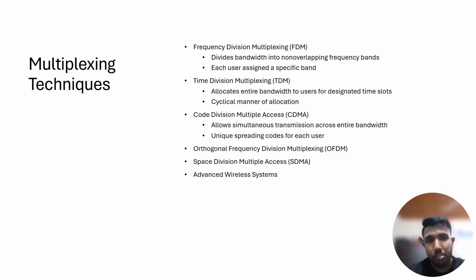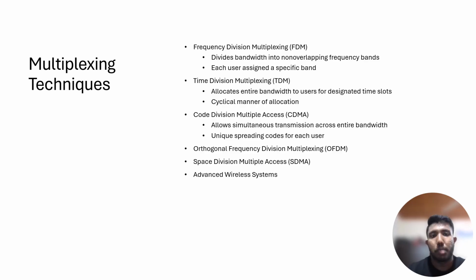Second one, time division multiplexing allocates the entire bandwidth to users for designated time slots. GSM cellular systems use TDM, allowing multiple calls to share the same frequency band. This approach requires precise synchronization between transmitters and receivers.